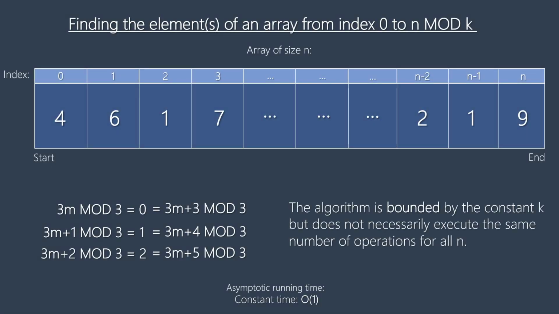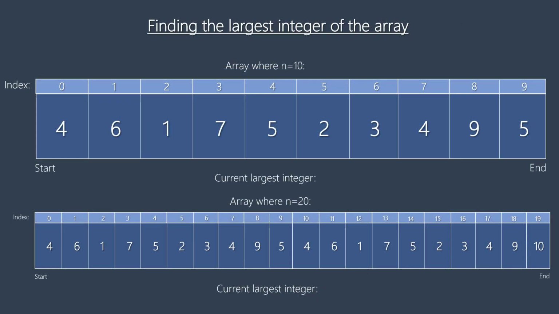So hopefully you can see that for whatever value of k that we choose, the maximum number of elements in the array we'll have to access will be k, meaning that this whole algorithm is upper bounded by the constant k. Therefore, we have achieved a constant running time. Now, to further build intuition on how we evaluate these algorithms, let's have a look at a linear time algorithm. So here we have a problem where we need to find the largest integer in our array.